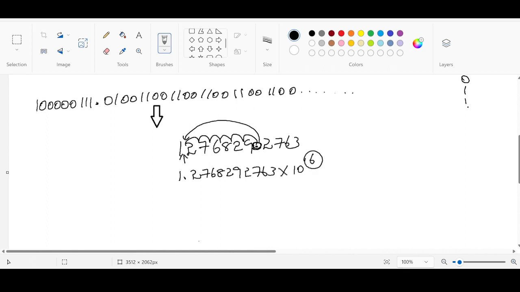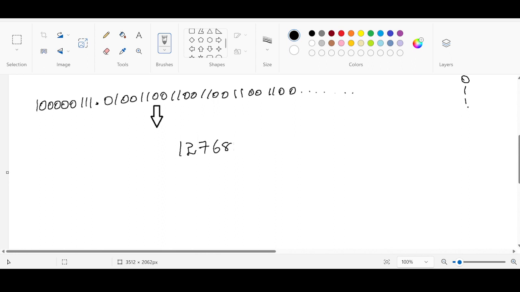Here the 6 is representing the number of places that the point has been shifted. So in this case, 6 places, 1 2 3 4 5 6. So I can follow the same approach to convert the binary number to the scientific notation, right?